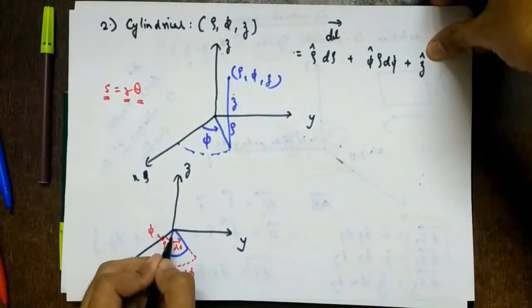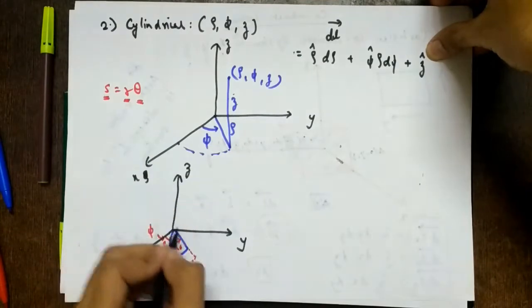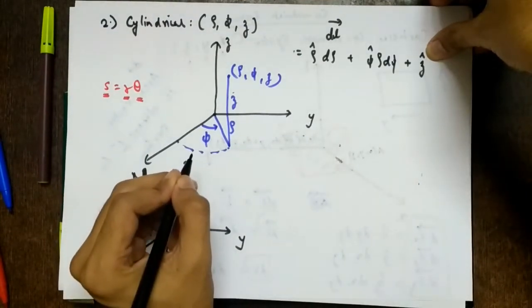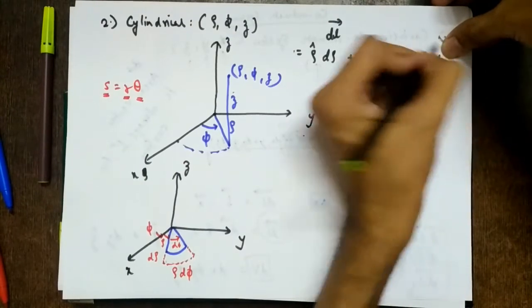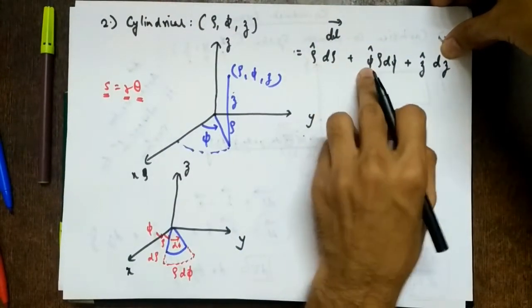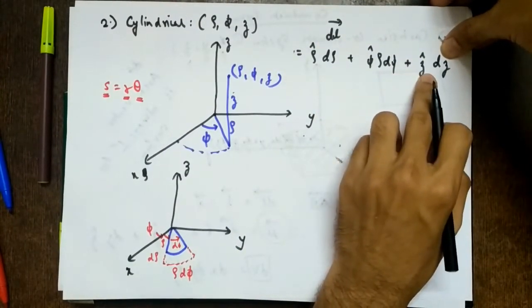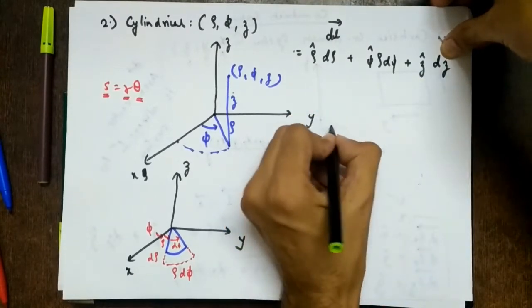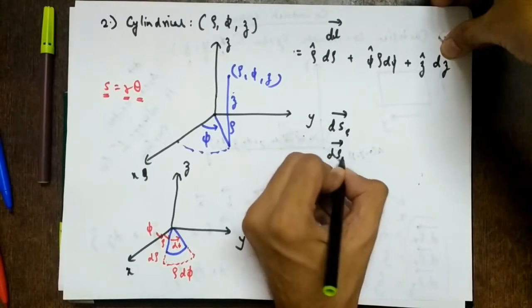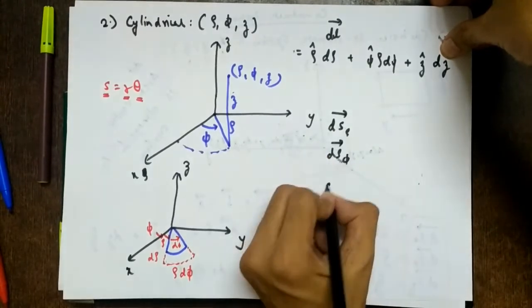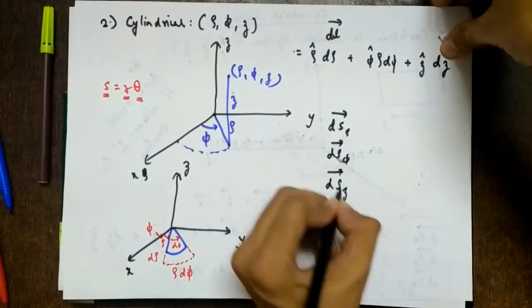Similarly, if you imagine in z cap, we are moving upwards. What will it be? Z plus dz minus z, as we did in the cylindrical coordinate system. So this will be dz. So rho cap d rho plus phi cap rho d phi plus z cap dz. So next, what do we have to find? ds vector for rho, ds vector for phi, and ds vector for z.